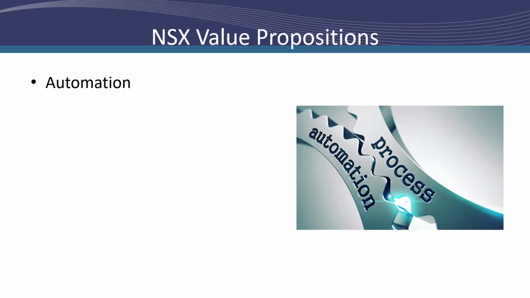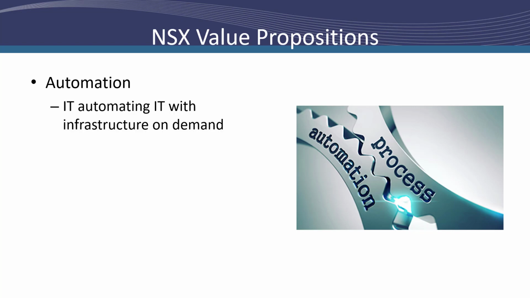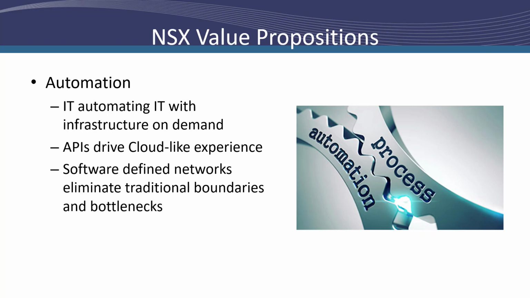NSX also delivers strong automation capabilities. You'll hear VMware talk about IT automating IT with infrastructure on demand, and personally I would summarize this as delivering automation value across the traditional IT silos: network, server, and application teams. APIs enable cloud-like agility or orchestration and capacity elasticity or resource elasticity. NSX enables VM mobility to occur across traditional layer 3 network boundaries.